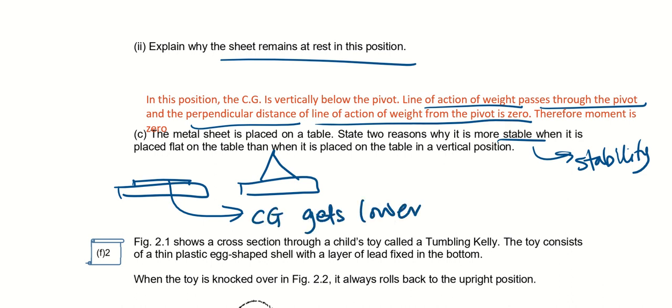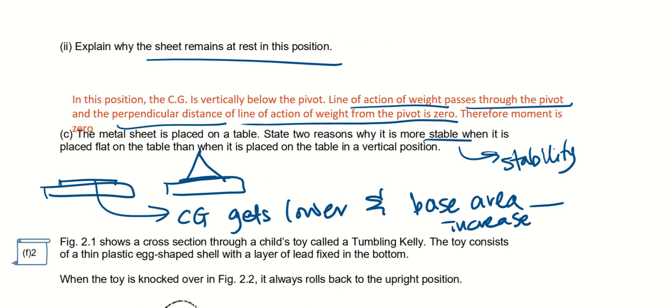And also the base area increases, right? The base area is just this tiny area here, but when I lay it flat, it is the whole area. So when the CG gets lower and the base area increases, it increases stability.